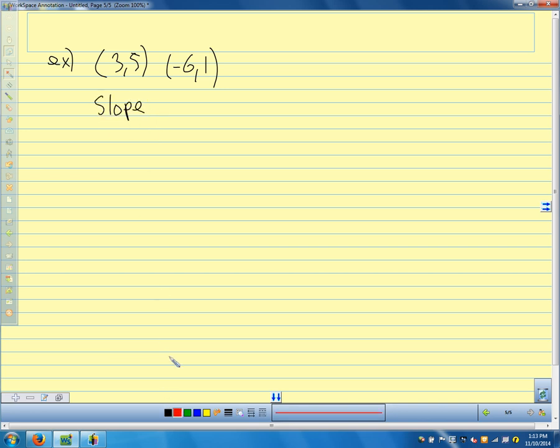So let's find our slope. Slope equals y2 minus y1, 1 minus 5, divided by x2 minus x1, -6 minus 3. So 1 minus 5 is negative 4. Negative 6 minus 3 is negative 9. And a negative divided by a negative is positive 4/9. So our slope is 4/9.